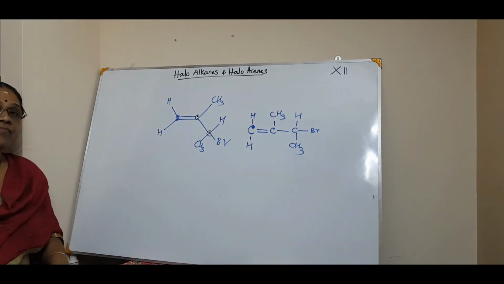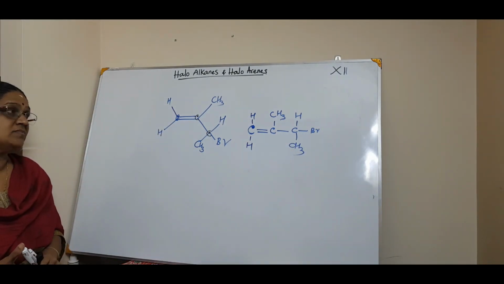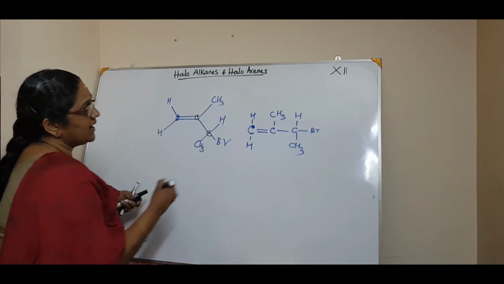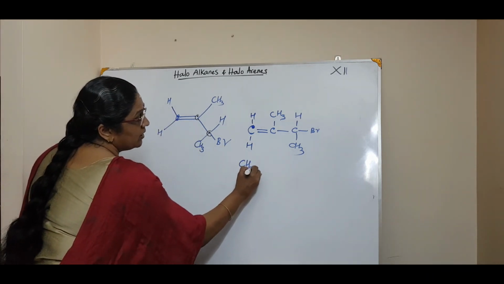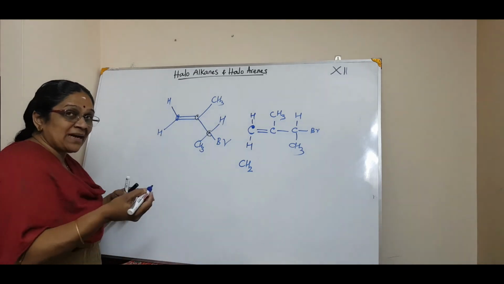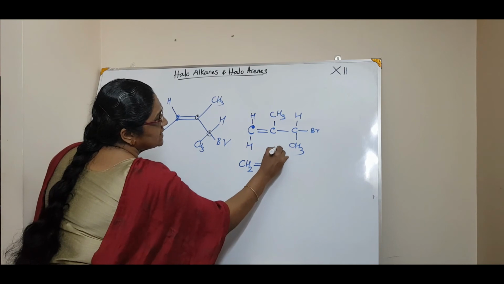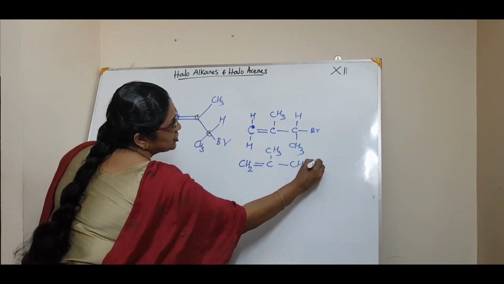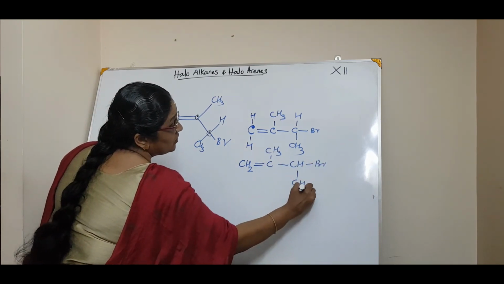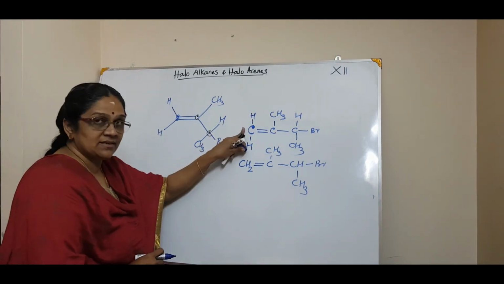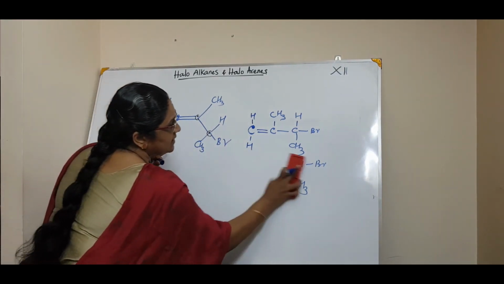See? That is C. This I can write again as CH2 if I want. Doing more and more practice, you will write like this: CH2 double bond C, CH3, CH, Br, CH3. If you want, you can write this also, but we will stay with this. Then you will number it.